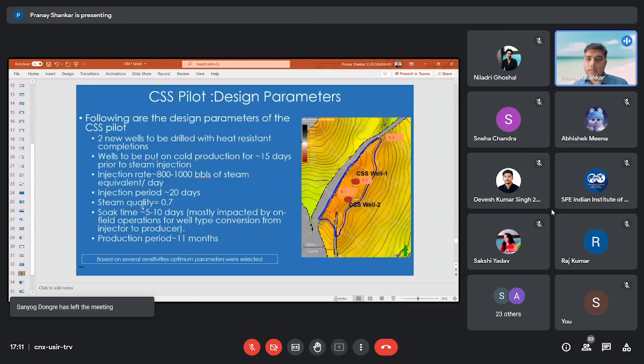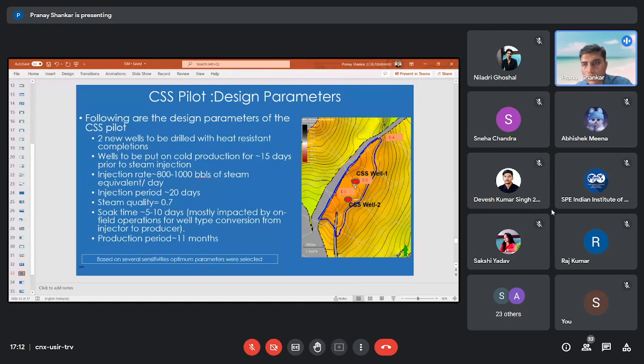Now I will just touch upon the pilot which we designed. I'm not sure if the execution has happened because I am no more there in the company, but there was a plan to do this CSS pilot, which is nothing but cyclic steam stimulation. So this was a field which was very viscous, almost 1000 centipoise or 700 to 1000 centipoise oil. And we decided to do a CSS pilot.